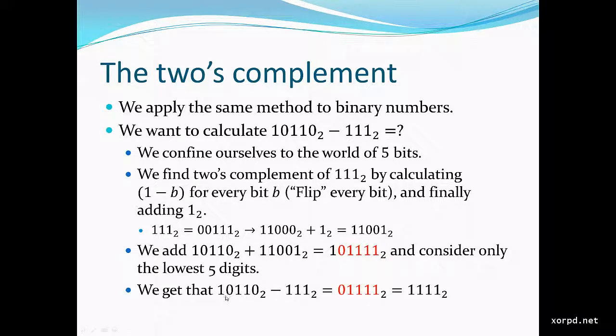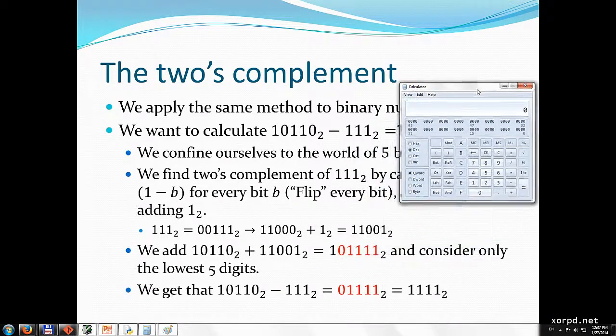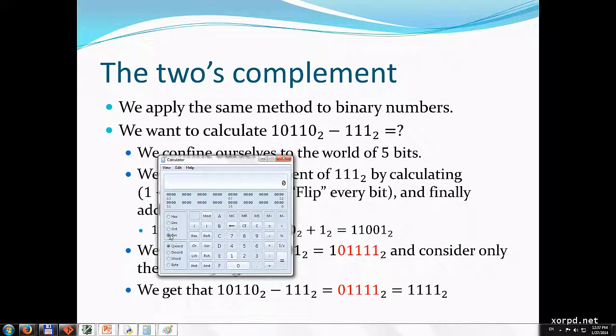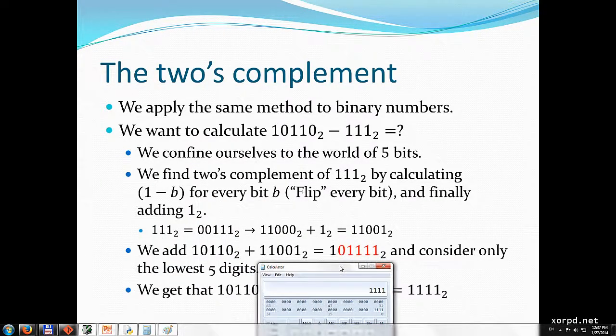We get that 10110 minus 111 in base 2 equals this number, 1111 in base 2. We had this leading 0 here, and we can just remove it and stay with this result. We can actually check that this result is correct by using the calculator as usual. We pick the binary, and then we calculate 10110 minus 111, which equals exactly this result. So we were correct.